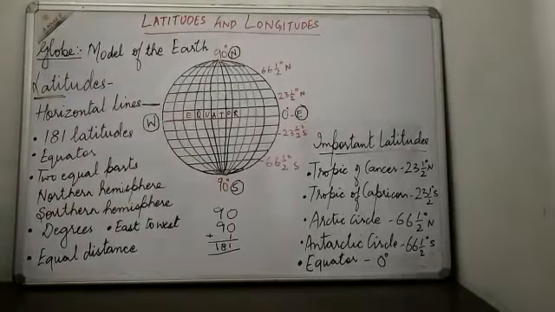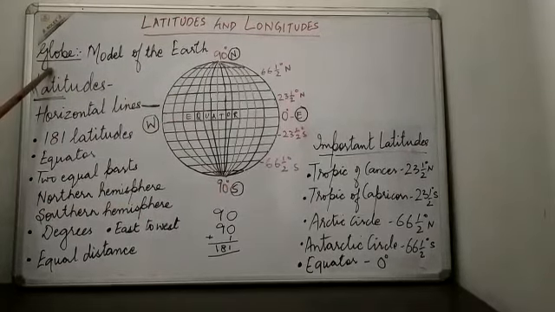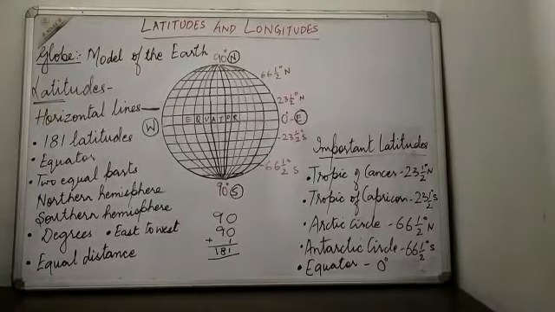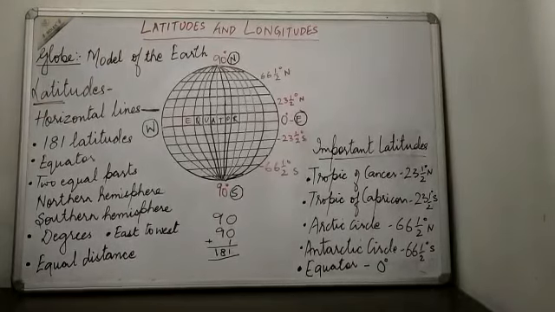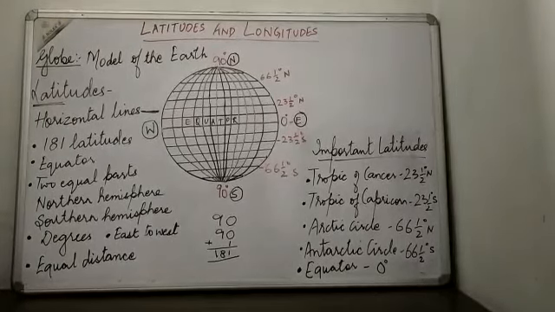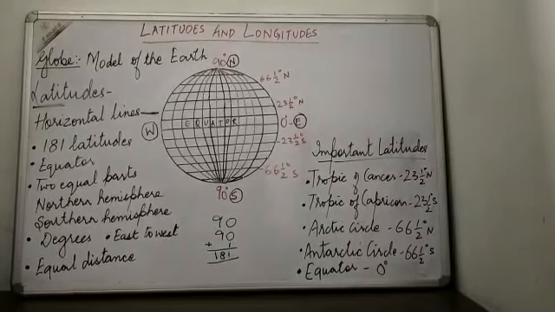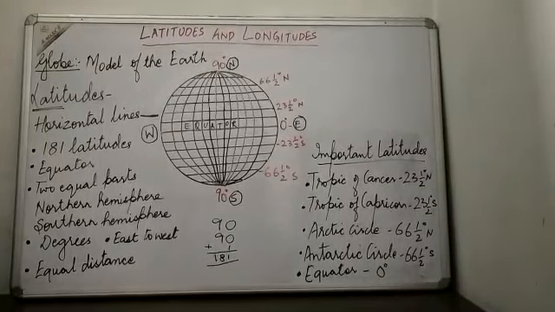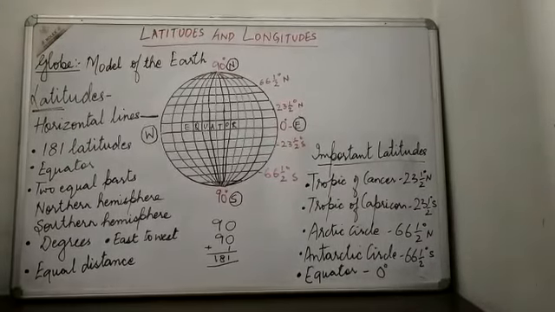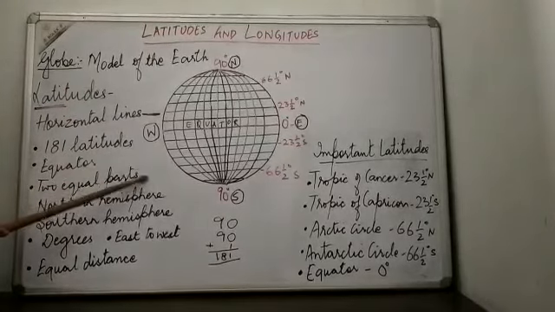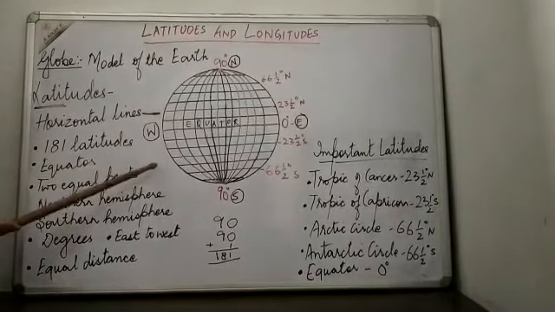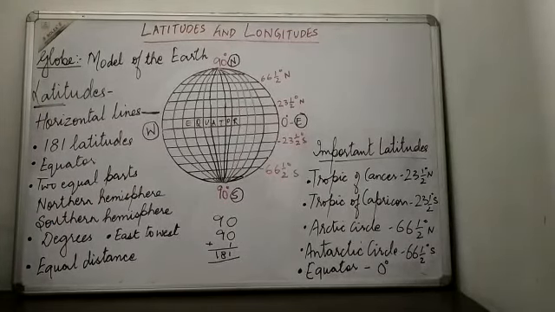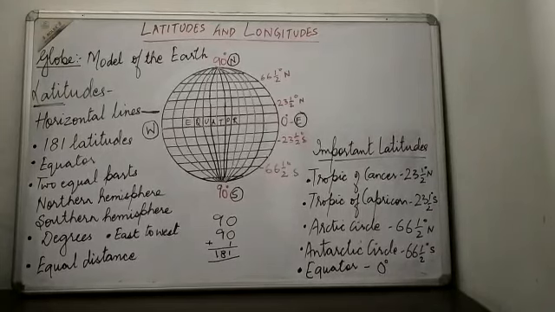Today we have learned about the globe. What is a globe? A globe is a model of the earth. It tells us about the distribution of water and land on the earth's surface. It also tells us about the correct shape of the earth and about the location of continents and oceans. Next is latitudes. We can see many lines on the globe. These are imaginary lines. I am repeating, these are just imaginary lines to find the exact location of a place.